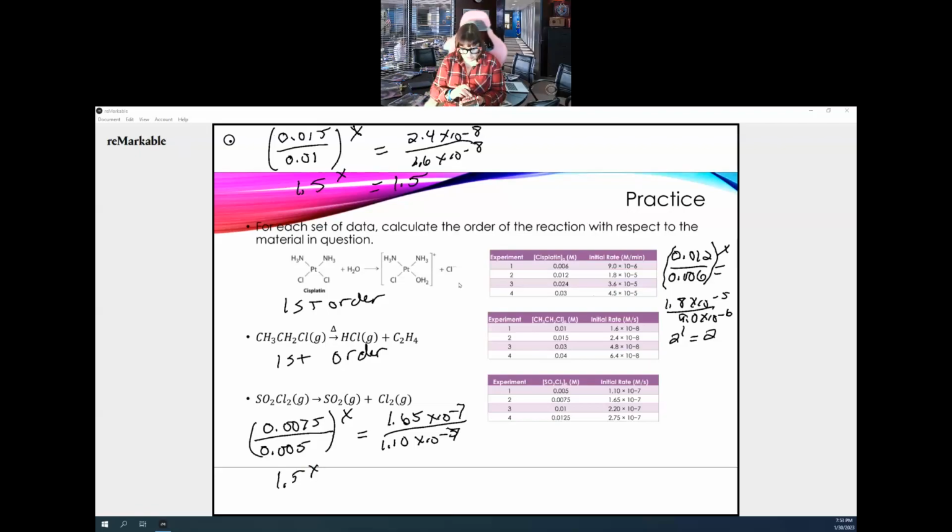And 1.65 times 10 to the minus 7th divided by 1.10 times 10 to the minus 7th also gives me 1.5. So look at that, all of these are first order. Oh, isn't that exciting? But that's how we do that math. Okay, let's talk about what's next.